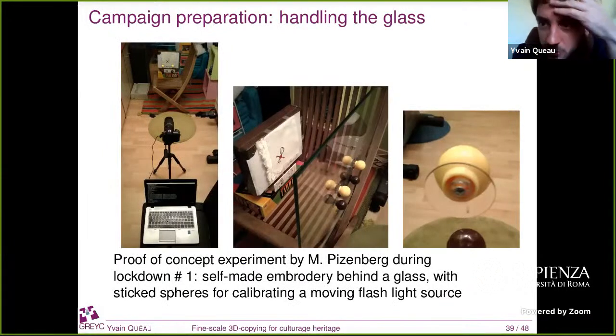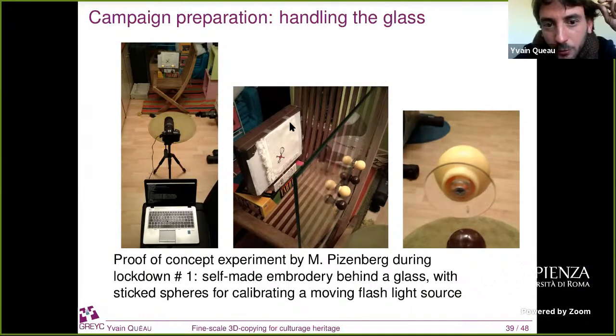We started this project around a year and a half ago, and when we were ready to get pictures of the tapestry, the whole virus thing started, so we got locked down. So Mathieu, who wanted to get the project started, recreated the tapestry at home. Luckily, his mother does embroidery herself, so he had access to embroidery which looks pretty much like the Bayeux Tapestry. He also had some glass, so he created the setup at home. So here is what he proposed.